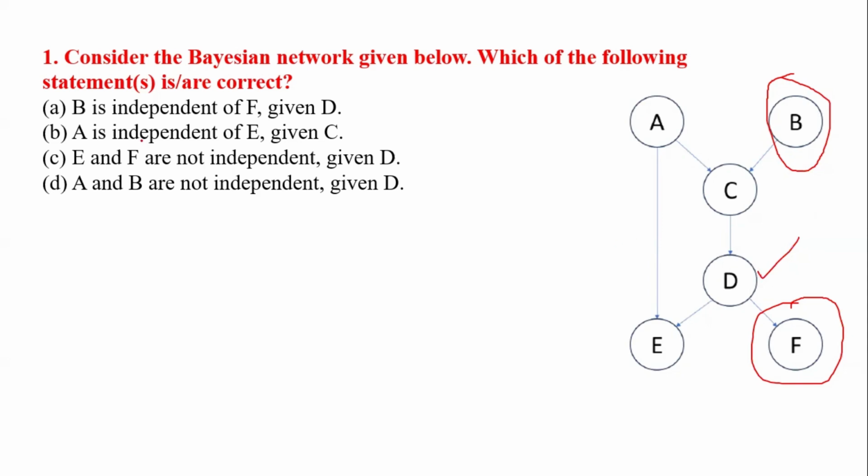Now, in the second case, A is independent of E given C. A is directly connected to E. So even if we remove C, A is still connected with E. So option B is not true. But option A is true.